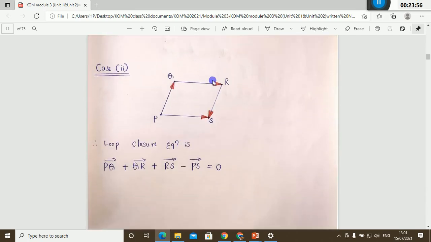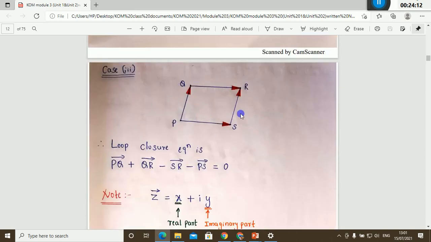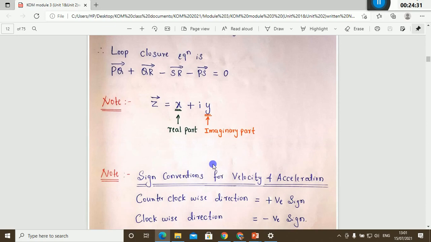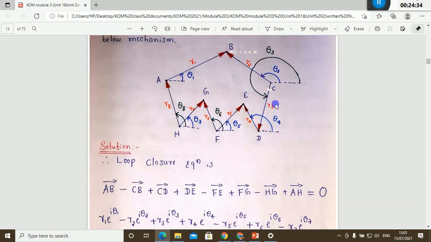When you consider this one, PQ is moving in a forward direction, positive. QR is also forward, positive. RS is also positive. But PS is opposite to the remaining vectors, so it will be considered negative. In a similar manner, consider case 3 also. PQ is moving forward, positive. QR positive. And the SR vector is opposite to the direction of PQ and the remaining vectors, so it will be considered negative. PS is also opposite to the first vector, so it is also negative.